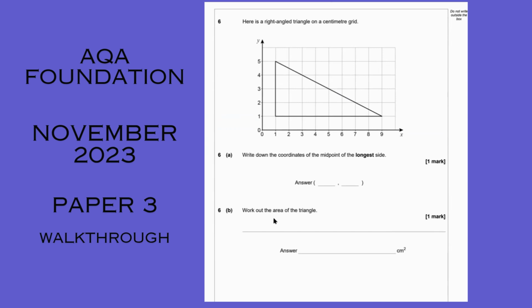For number 6, the longest side, the hypotenuse, is over here, by either counting or identification. Doesn't matter how you do it, as long as you get the answer of 5 along, 3 up. Area of the triangle, well, just count the base, you get 8. Count the height, you get 4. Half base times height, in any order. As long as you get 16, you're picking up your mark.